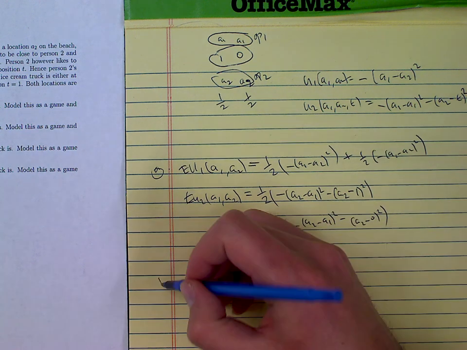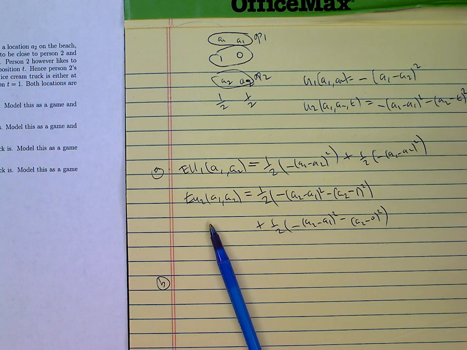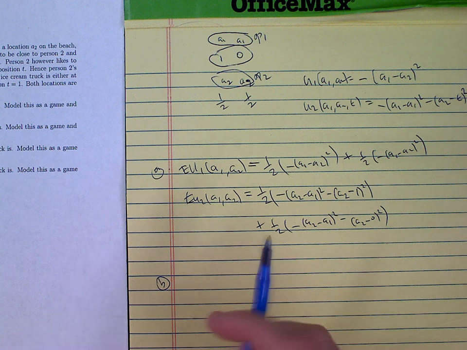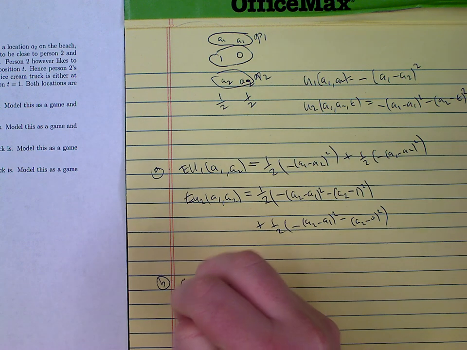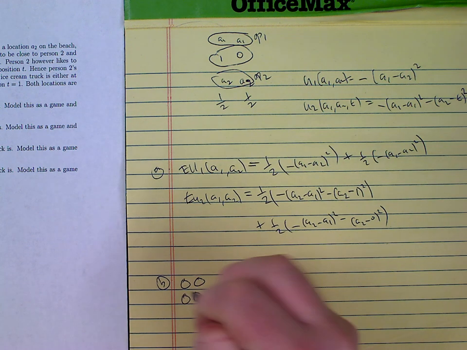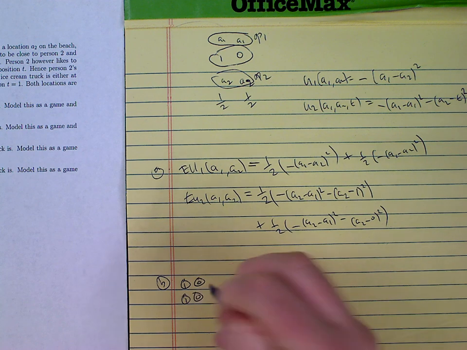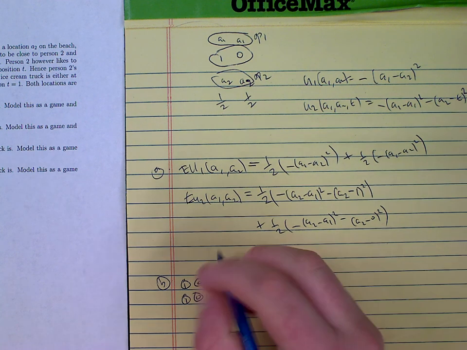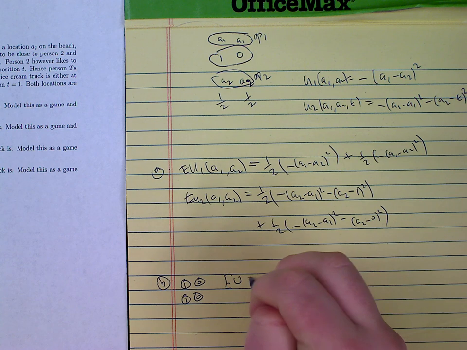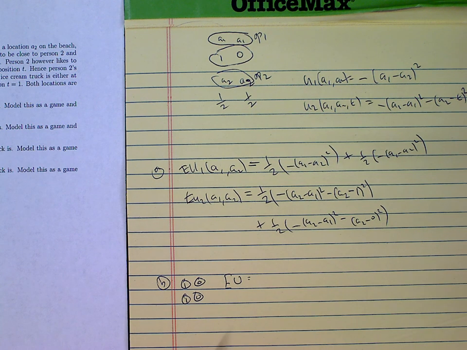How about, do you want to do the B? Sure. So we go on here. So the B. So now they both know. So it'd be just for 1 and 0, 1 and 2, right? So then, let's see, the expected utility would be. So what is person 1's strategy going to be?